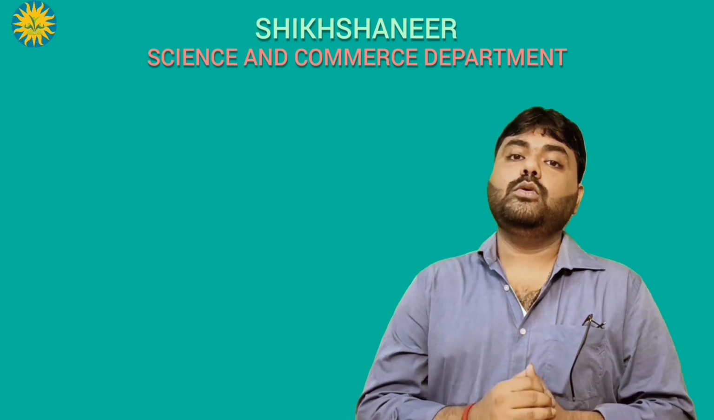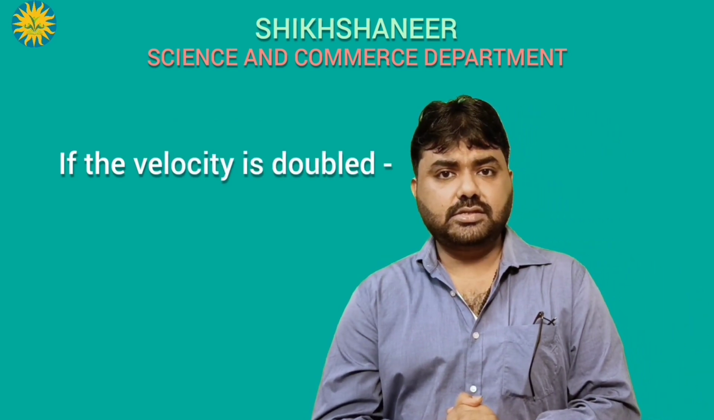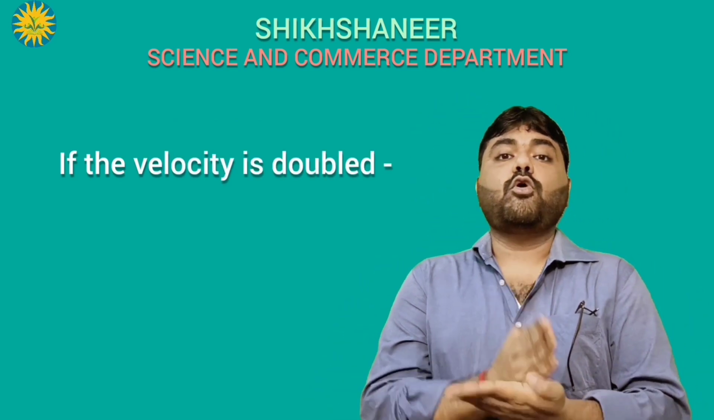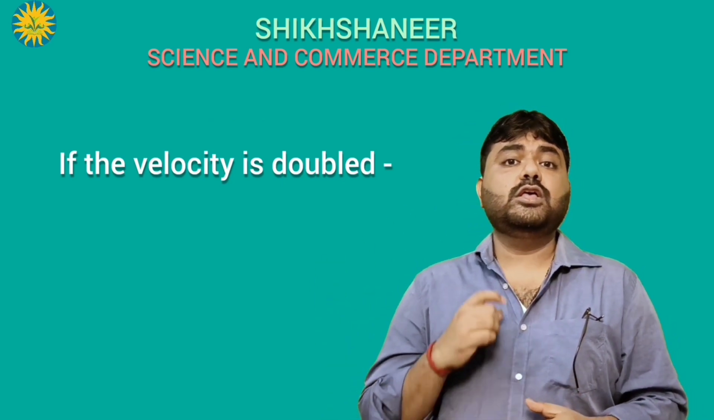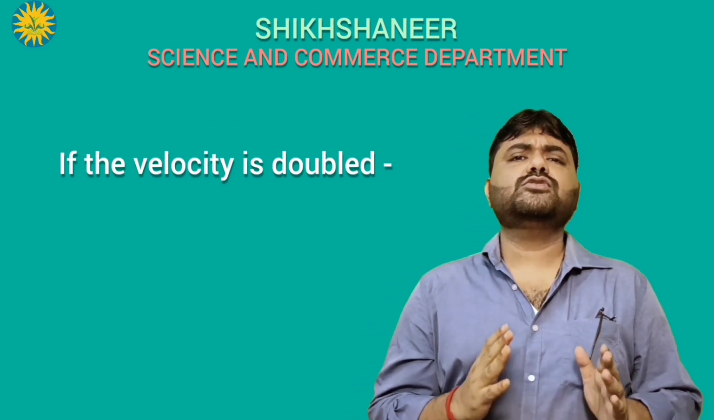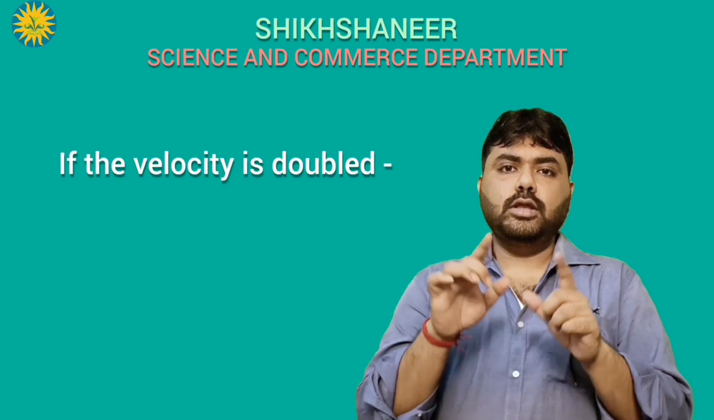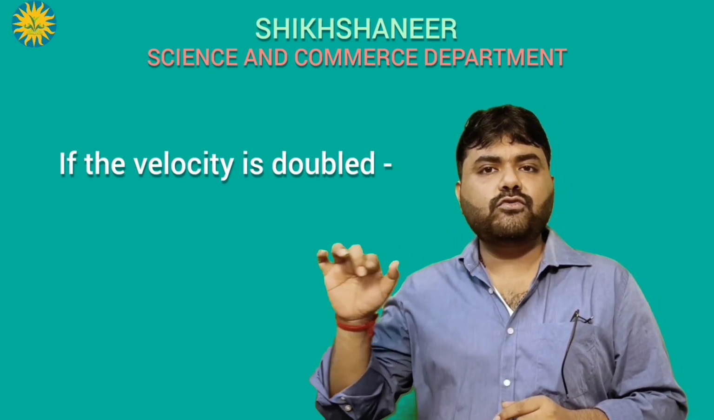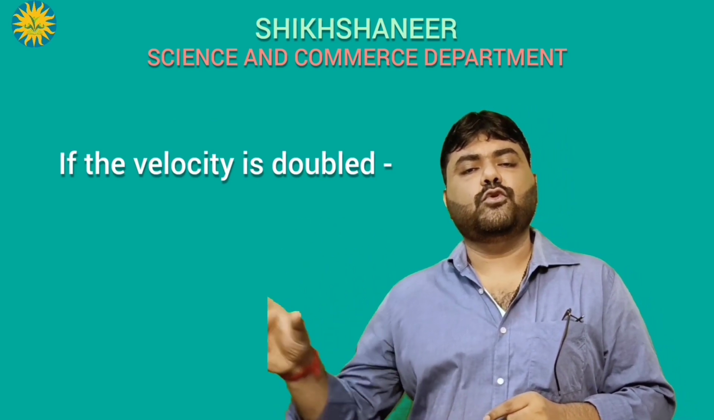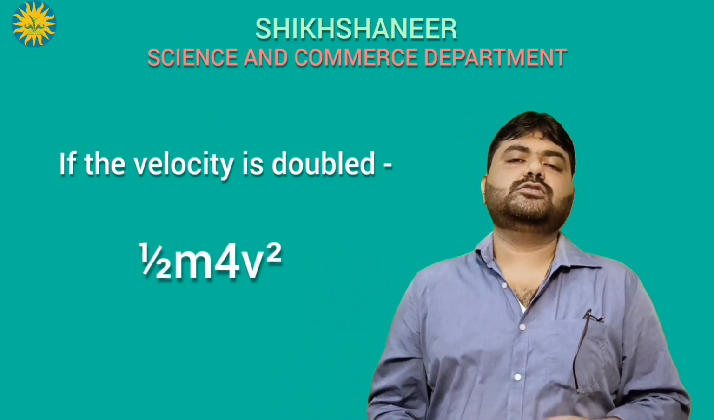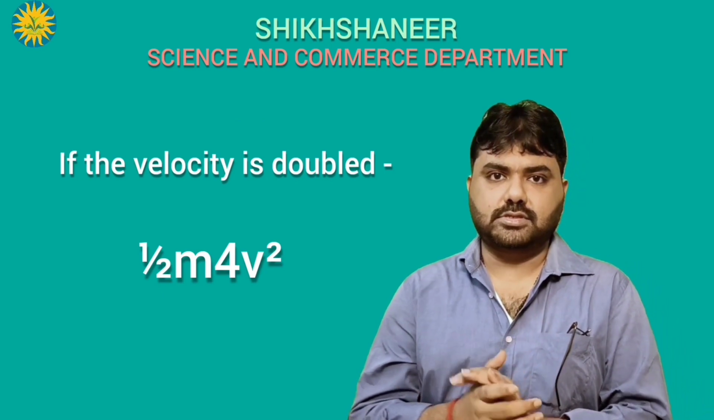Now, if the velocity is doubled, how will the kinetic energy change? The formula is half into m into v square. If we substitute v with 2v, that means the velocity is doubled, so v square will be 4v square. That will be half into m into 4v square. That means if the velocity is doubled, the kinetic energy will increase 4 times.